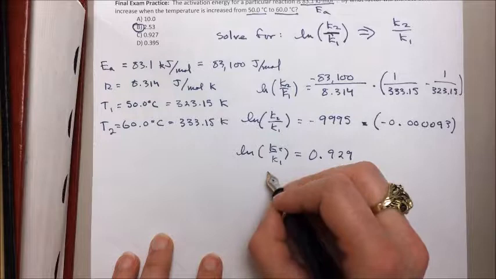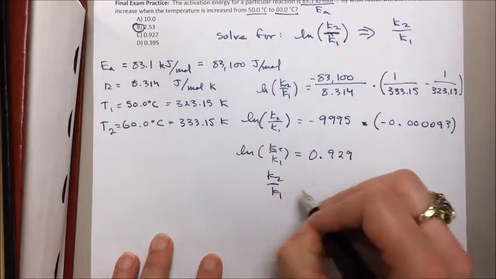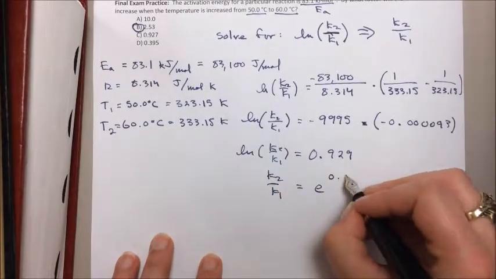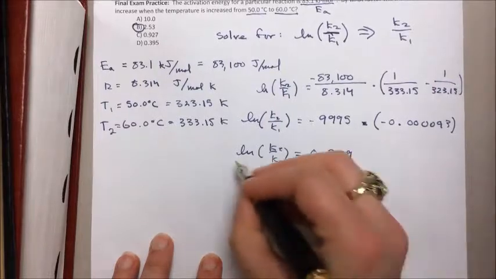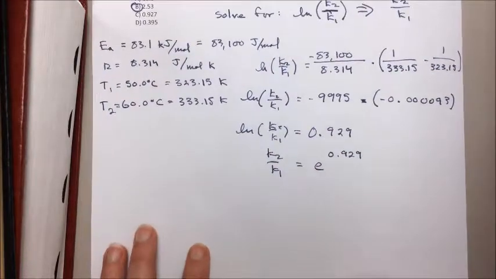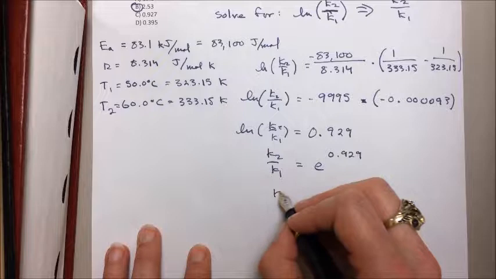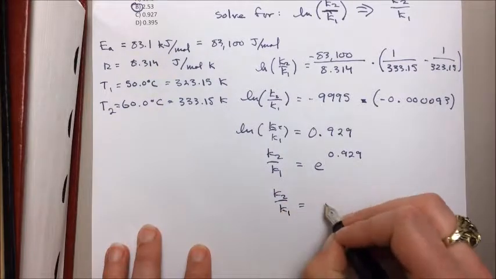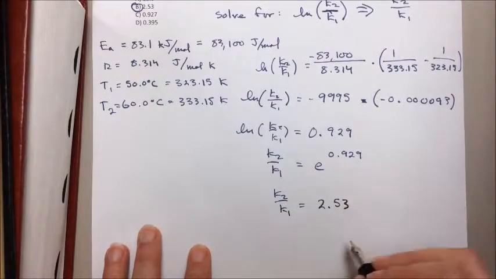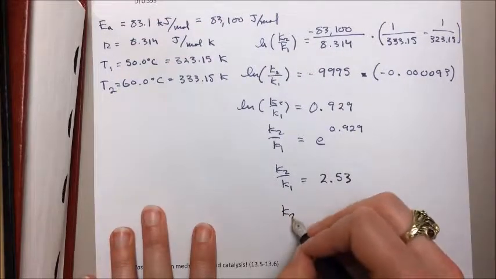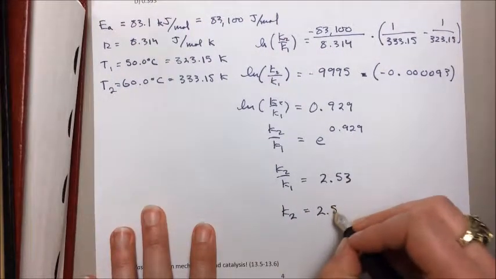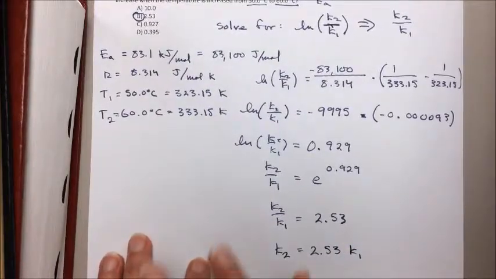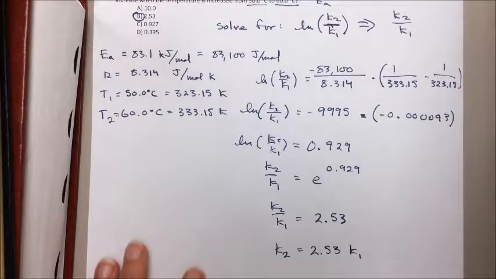So if we do that, we get K2 over K1 equals e to the 0.929. That's how you undo a natural log. If you calculate that, you find that K2 over K1 equals 2.53. What this is telling you is that K2 is 2.53 times larger than K1, which is answer B. So there you go. This is exactly how you use the expanded Arrhenius equation.